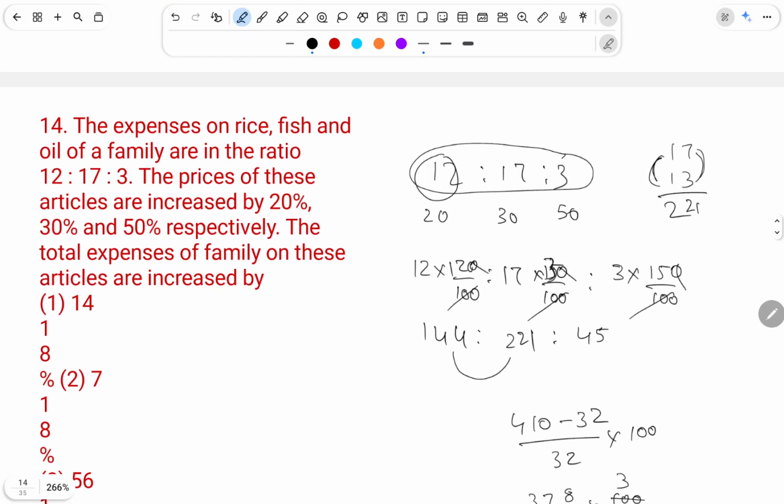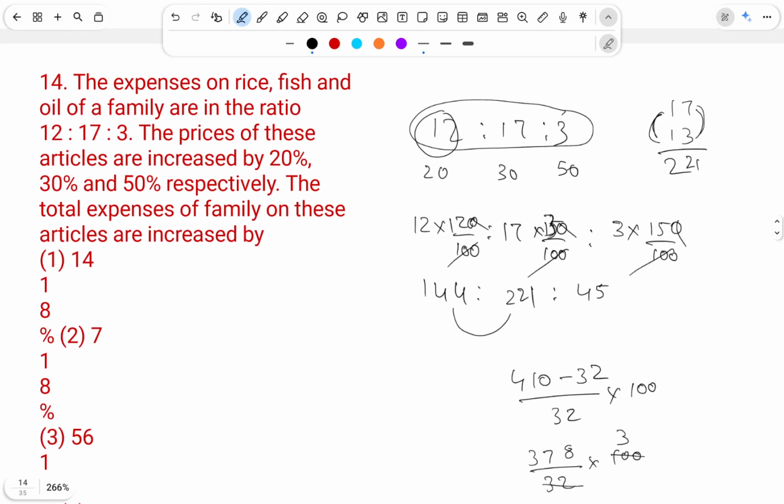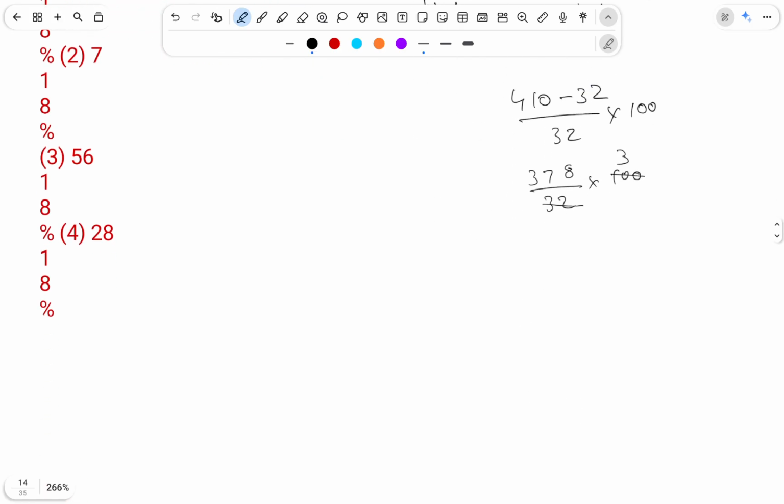The total expense of the family on these 3 articles are increased by. Okay, let us come to this question at the end. Means if any question, if you are not getting an idea, then leave it and go for the last.